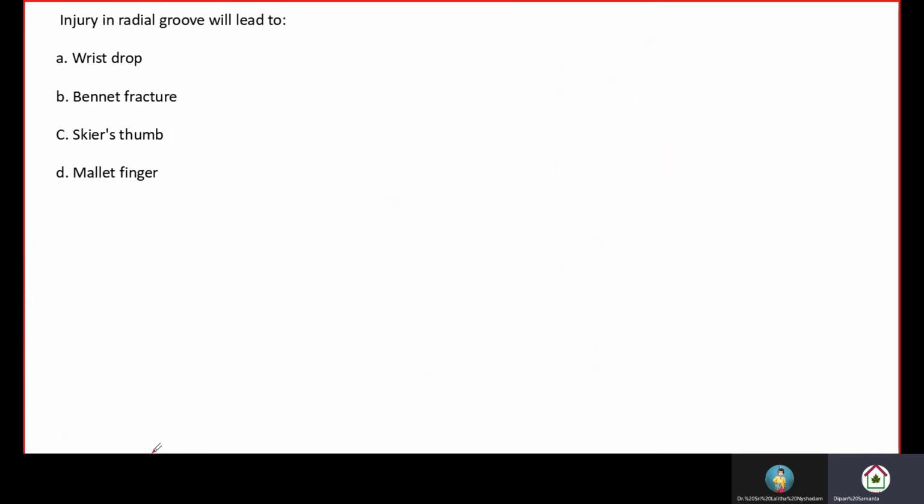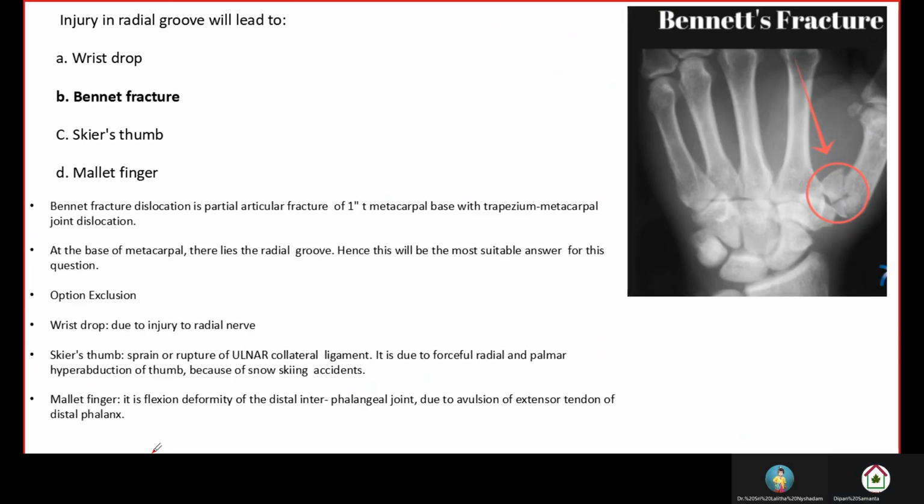Okay. Next question. Injury in the radial groove will lead to wrist drop, Bennett fracture, Skier's thumb, or mallet finger. So injury in the radial groove, and the answer is Bennett fracture. Bennett fracture dislocation is a particular articular fracture of the first metacarpal base, with the trapezium metacarpal joint.